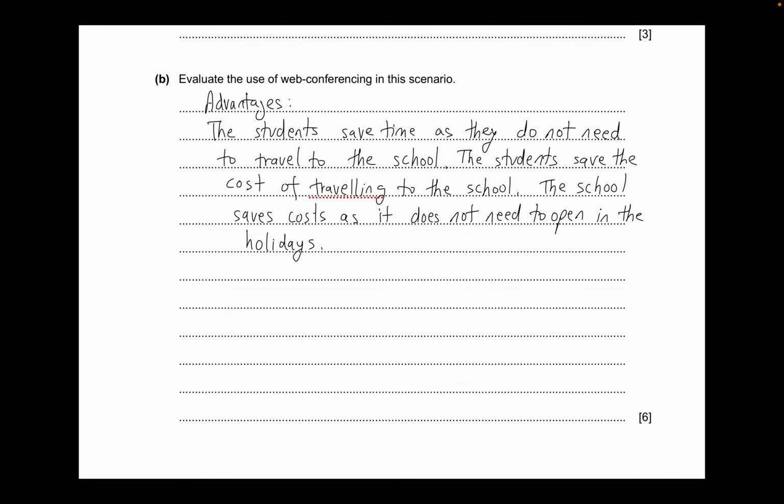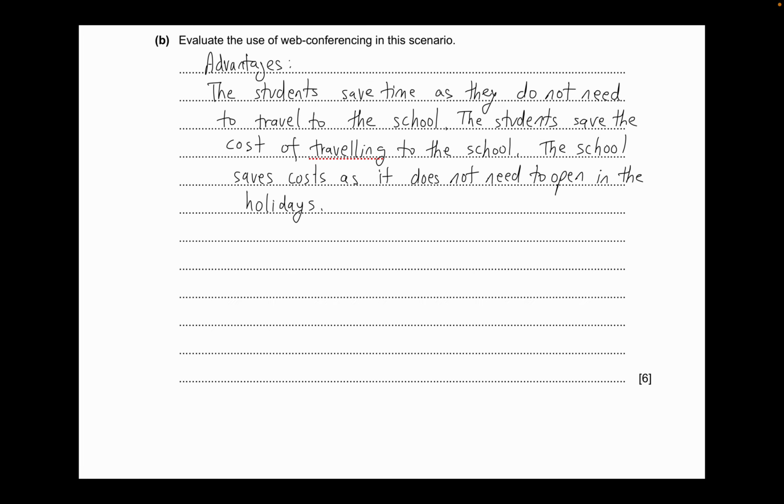You can also mention the other advantages, as the students and teachers can work from anywhere in the world, and it can be recorded also for students who missed the lesson. So that's a lot of advantages in using web conferencing in this scenario. Now, some of the disadvantages, of course, people need to really have a strong internet for this to happen.